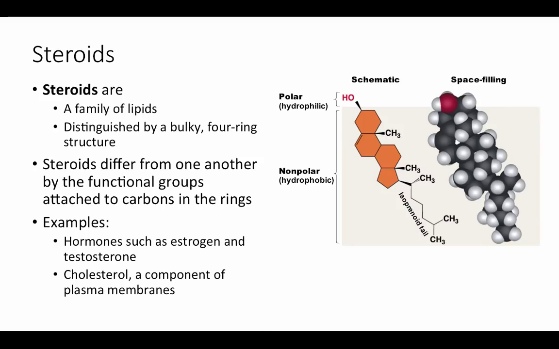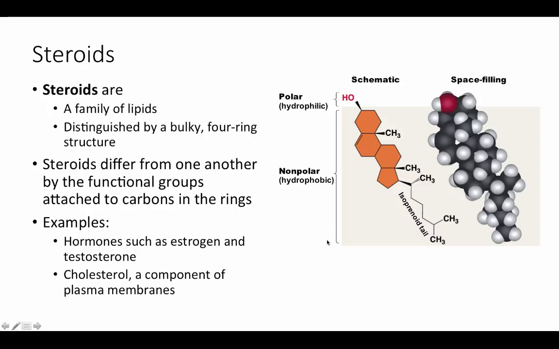The last of the lipids I want to talk about just briefly are steroids. So steroids are a family of lipids. They're distinguished by a four-ring structure. So here we see the chemical structure of a steroid with four rings and some hydrocarbon tail attached to it. Steroids differ from each other by the functional groups attached to the carbons in the rings, so we can have different functional groups attached at different points on this ring. That's going to make these steroids have slightly different properties and serve different roles in the cell.